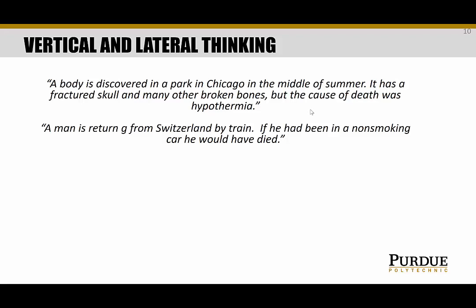The objective here is to develop a plausible scenario that explains how the situation could happen. So a body is discovered in a park in Chicago in the middle of summer. It has a fractured skull and many other broken bones, but the cause of death was hypothermia. How could these seemingly contradictory things be true? So what I want you to do is take a minute and develop a plausible scenario for that example. So pause the video, take 5 minutes, think about that first example and how it could possibly be true.